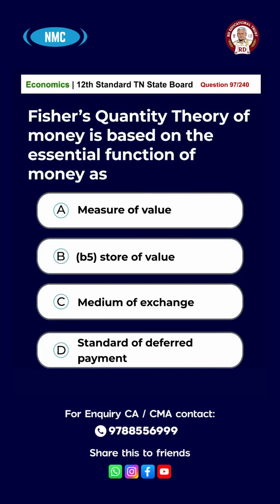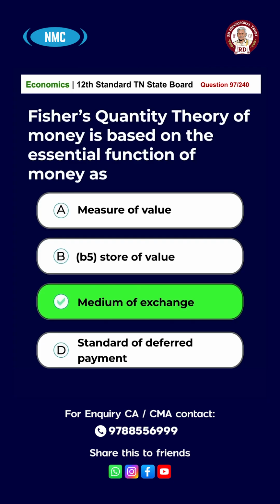Question number 97. Fisher's quantity theory of money is based on the essential function of money as A, measure of value, B, store of value, C, medium of exchange, D, standard of deferred payment. The answer is option C, medium of exchange.